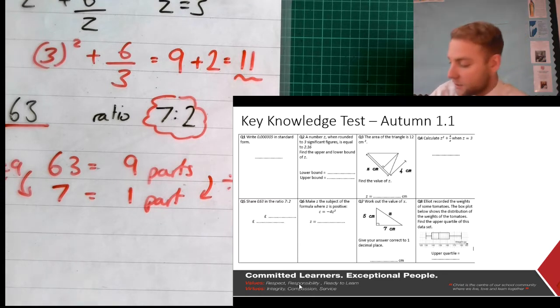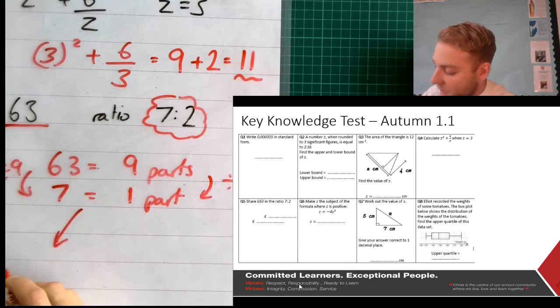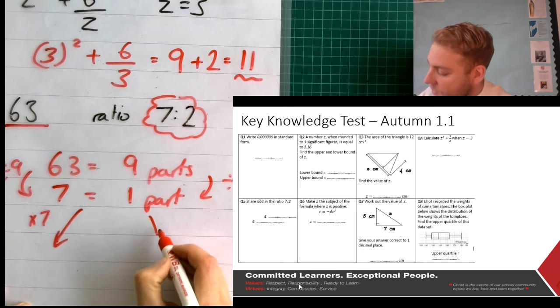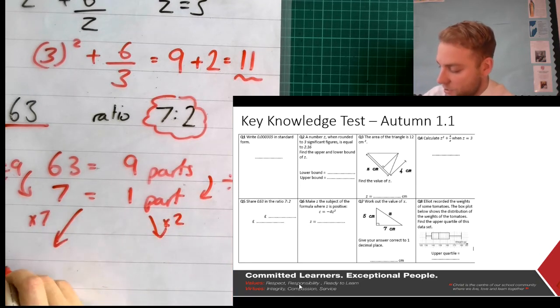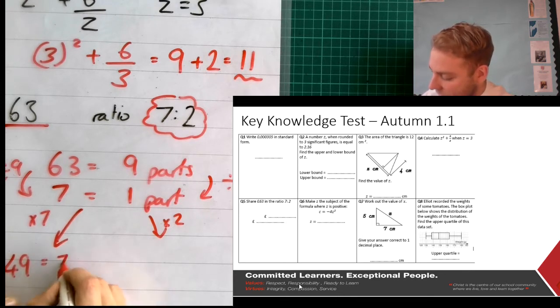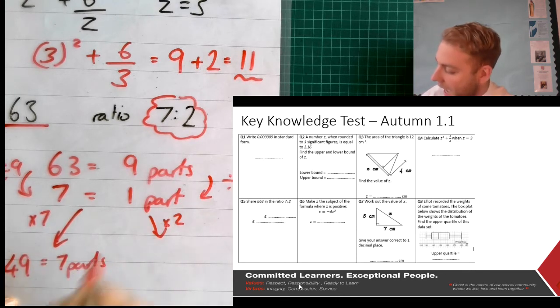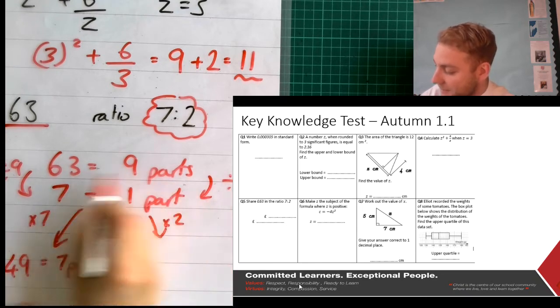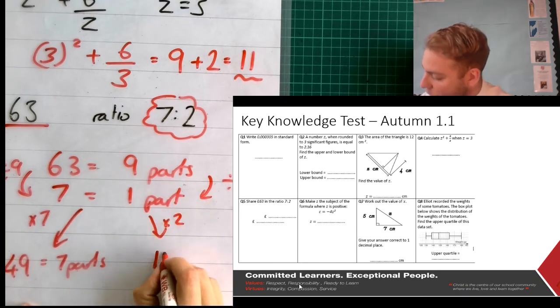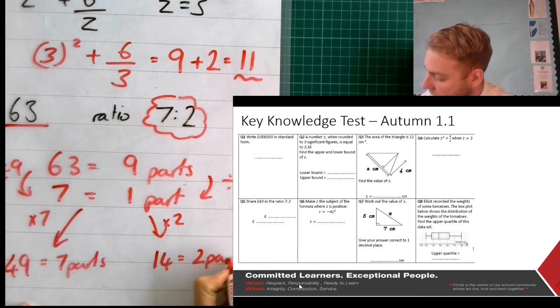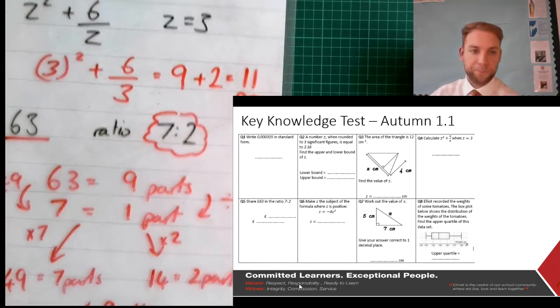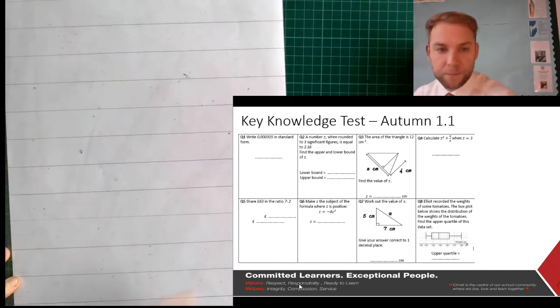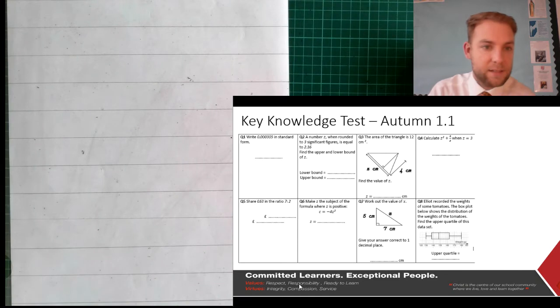I want 2 parts and 7 parts. So to find 7 parts, I times by 7. To find 2 parts, I times by 2. So 7 times by 7, which is going to be equal to 49, is equal to 7 parts. And to find 2 parts, I times this by 2. So it's going to be 14, which is equal to 2 parts, like so. So the ratio is 49 to 14. Brilliant.